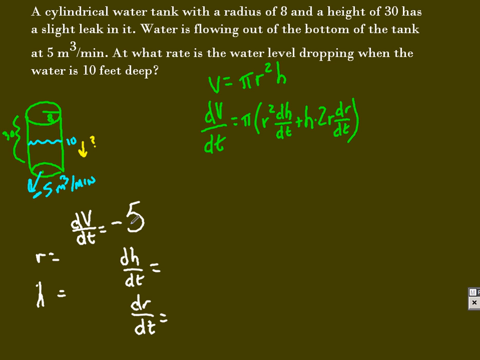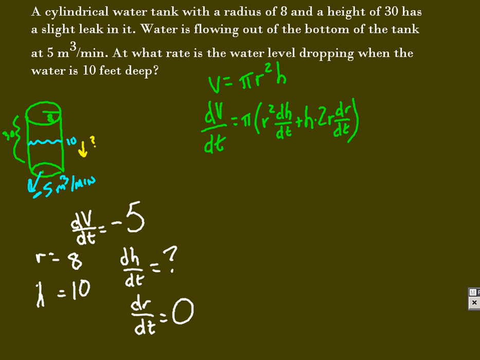The radius is 8 no matter where we are. The height at this time is 10. dh/dt, how much is the height changing? That's what we don't know. The radius, how much is the radius changing? As the water level drops, as water is flowing out, does the radius of the cylinder change at all? Actually, no, it doesn't. That's why dr/dt in this case is 0.